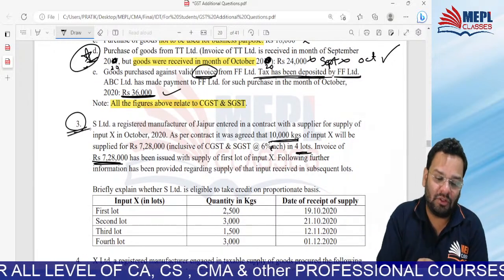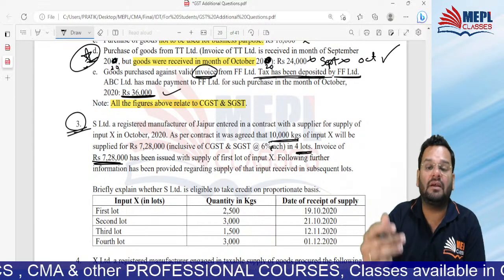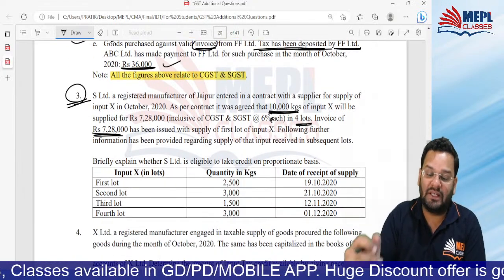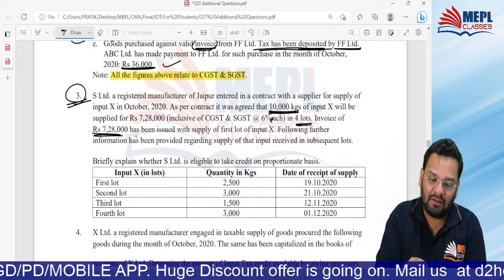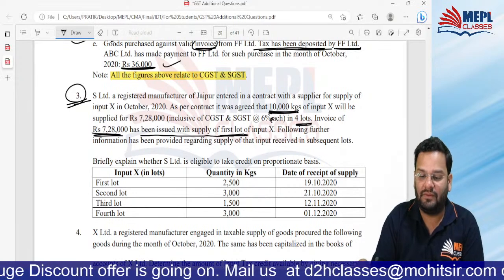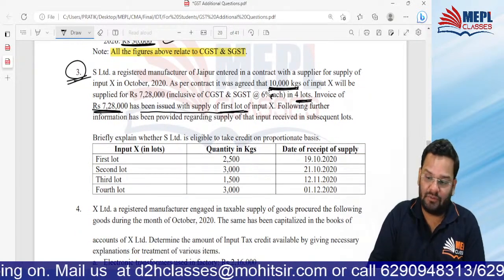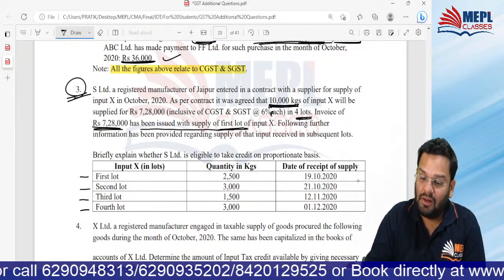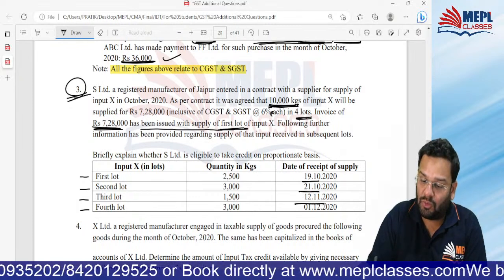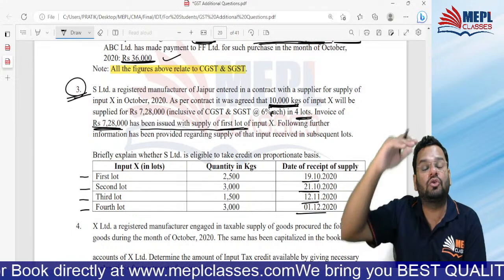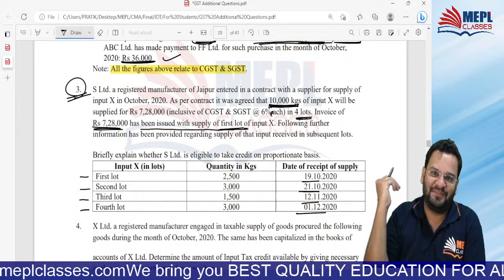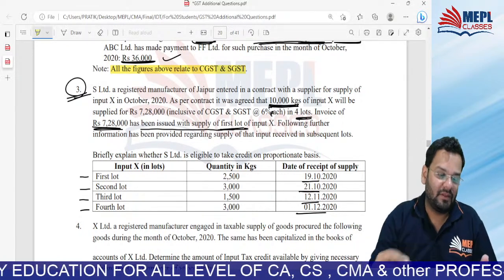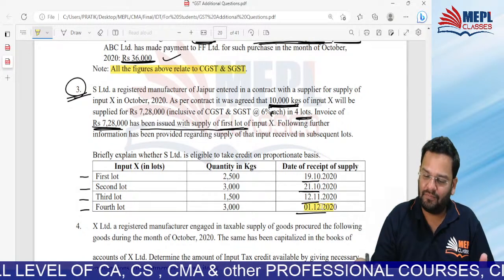Okay, now coming back to third question, a very straightforward question. You are going to get inputs in 4 lots. Tell me, guys, there is a single invoice issued for 10,000 kgs and the goods are received like this. They are saying that invoice has been issued with supply of first lot itself. And the inputs are received like this: first lot on 19th October, second on 21st October, third on 12th November, fourth on 4th December. When can you claim ITC? You can claim ITC only on receipt of the last lot of the installment. That is on 4th December.